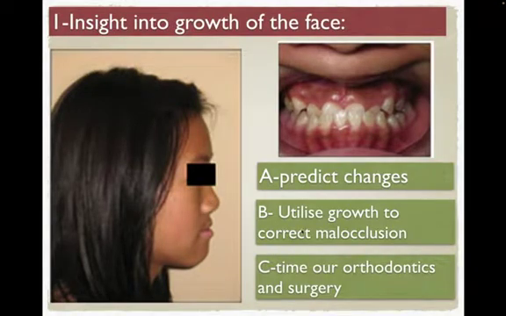The last one is to time the orthognathic surgery. We all know that if we're going to do an orthognathic surgery, we should do it after the completion of growth. Because it doesn't make any sense to do the surgery and then the patient grows more and it gets worse again. So we need to know that the growth is finished and then we start the treatment. So we need these insights into the growth of the face in order to provide proper treatment.